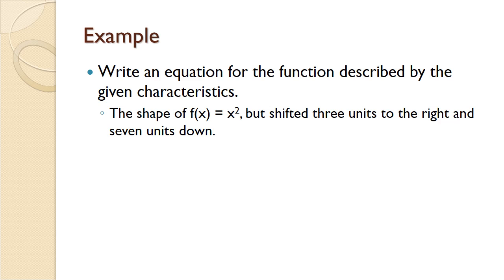For this example, write an equation for the function described by the given characteristics. It's going to have the shape of x squared, but we're going to shift it 3 units to the right and 7 units down. Pause the recording, try to write the equation, and resume the recording to check your answer. Okay, our shift of 3 units to the right is going to be x minus 3, and then the square will be outside of that, and then minus 7 for the 7 units down.